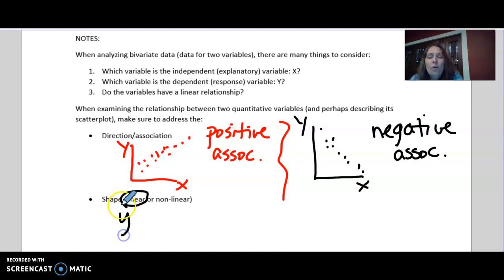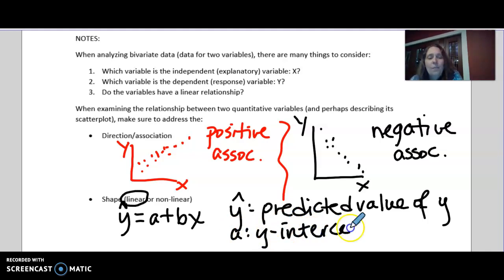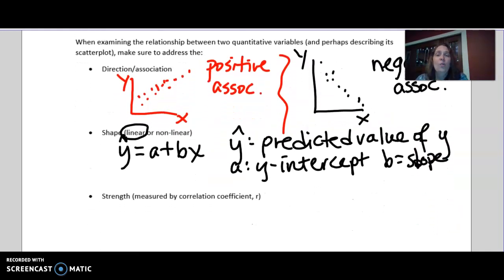So the equation for a regression line is going to be y hat equals a plus bx, where y hat is the predicted value of y, whatever that response variable is. A is your y-intercept, and B is the slope. So direction, shape, the last thing is strength, and your strength is measured by the correlation coefficient R.